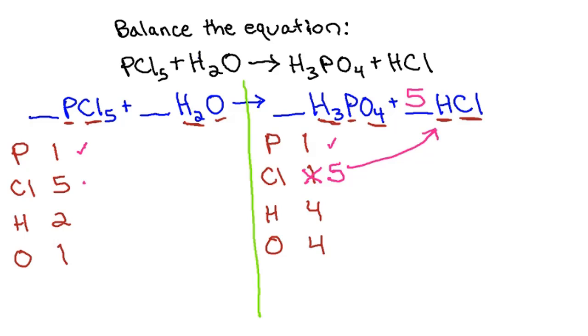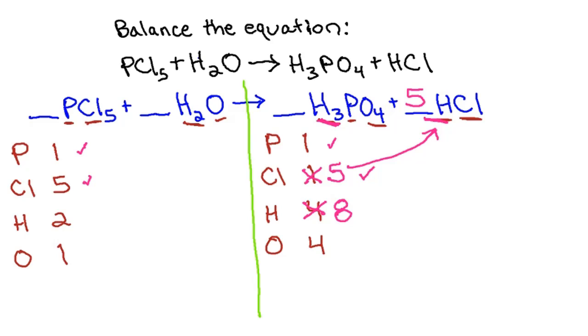But that also changes the number of hydrogens on the right. So we had 3 hydrogens in the H3PO4, and now we have 5 hydrogens in the HCl. So that makes a total of 8 hydrogens. So let's change that. So now we have 5 chlorines on the left, 5 chlorines on the right. Now we're down to the hydrogens. We have 2 hydrogens on the left and 8 hydrogens on the right.